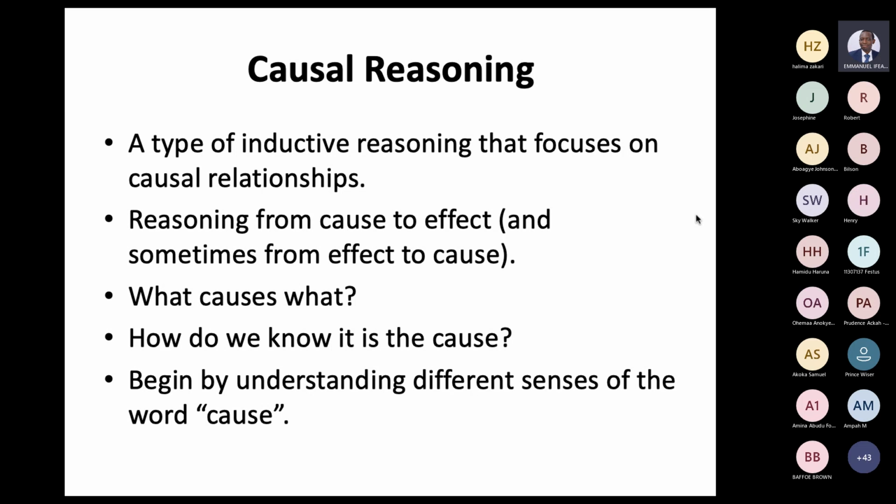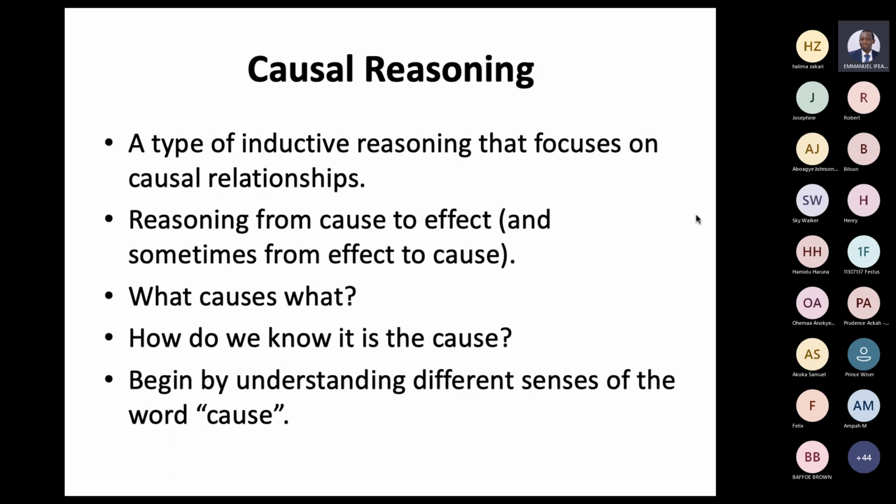Now, causal reasoning is a type of inductive reasoning that focuses on causal relationships. So as we move on, it will become clear to you that causal reasoning is one type of inductive reasoning. Why is it inductive reasoning? Because it is not accurate. It doesn't have the accuracy of mathematics. Looking for causes and effects is in the realm of probability. There is no arithmetic exactness about it. Reasoning from cause to effect and sometimes from effect to cause. What causes what? How do we know it is the cause?